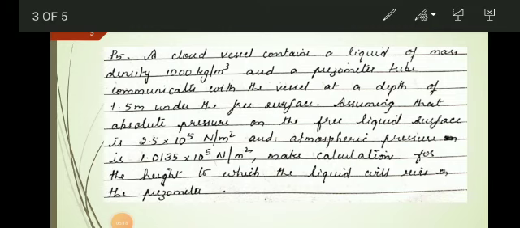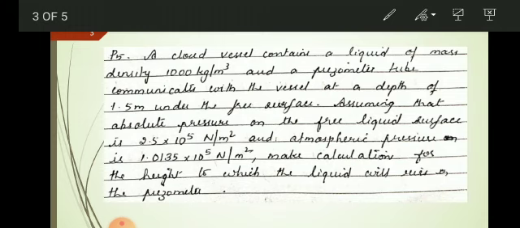A closed vessel contains a liquid of mass density 1000 kg per meter cube, and a piezometer tube communicates with the vessel at a depth of 1.5 meter under the free surface. Assuming that absolute pressure on the free liquid surface is 2.5 into 10 raised to 5 Newton per meter square, and the atmospheric pressure is 1.0135 into 10 raised to 5 Newton per meter square, make calculations for the height to which the liquid will rise in the piezometer.